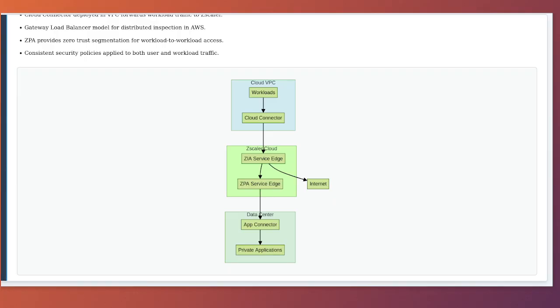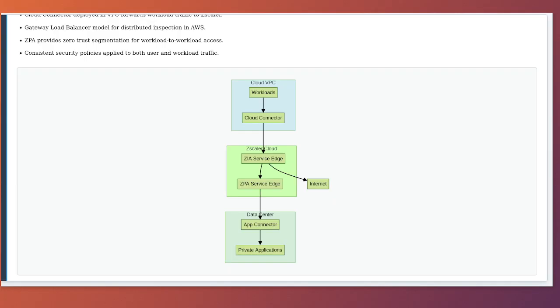Cloud Connector also enables secure connectivity between cloud and on-premises environments. Traffic from cloud workloads destined for the data center can be forwarded through Zscaler and out through app connectors, providing consistent security inspection for all traffic regardless of direction.